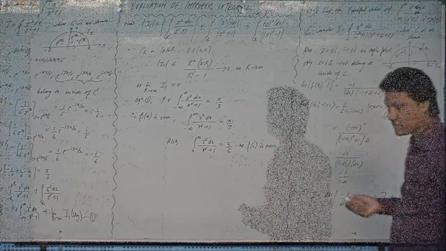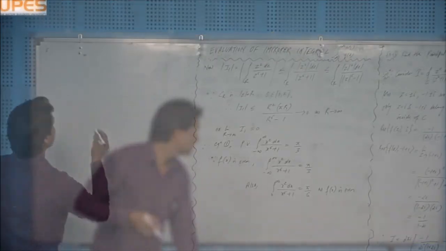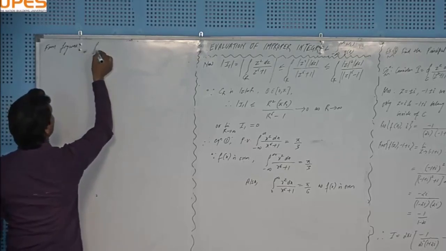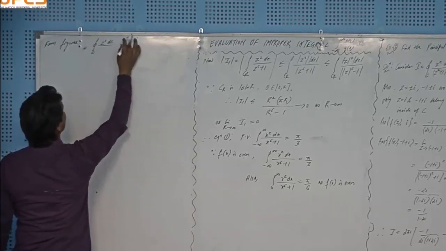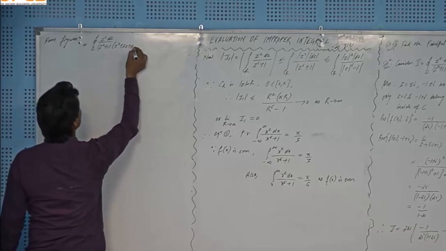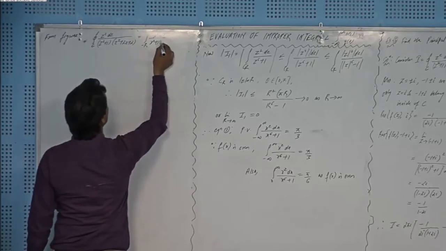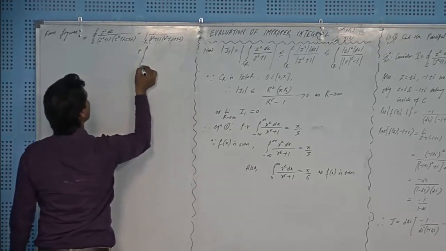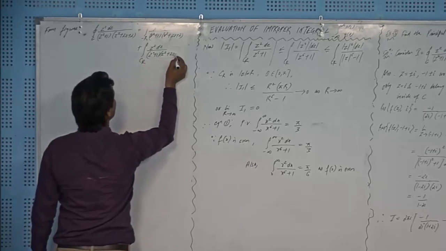And now I will use that logic again. From the figure you can see that the contour integral with the function z square dz over (z square plus 1)(z square plus 2z plus 2) is actually equal to the sum of two integrals, the real one, x square dx over (x square plus 1)(x square plus 2x plus 2), plus the integral over CR of z square dz over (z square plus 1)(z square plus 2z plus 2).